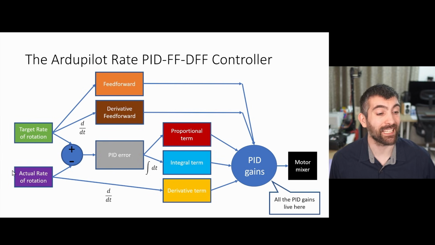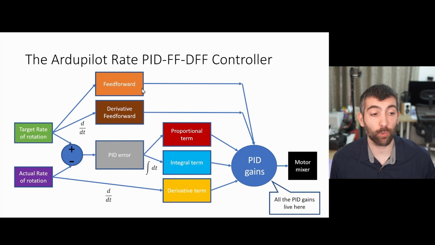The second input is the actual rate of rotation, and that comes from the gyro in the IMU on your flight controller. This tells the quad how fast it's actually rotating around each of the axes. So we have the target and the actual rate of rotation. These are fed into a number of different terms.